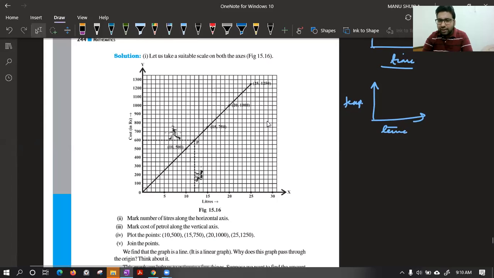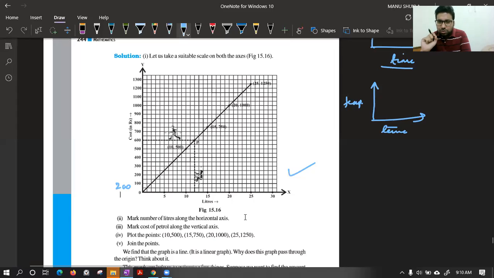What they have taken is this scale. If you want, you can change the scale as per your convenience. If you want, you can take a scale of 200 also. Whatever you like, you can change the scale. There is no hard and fast rule that you have to use the same scale. Now let us see the second part.